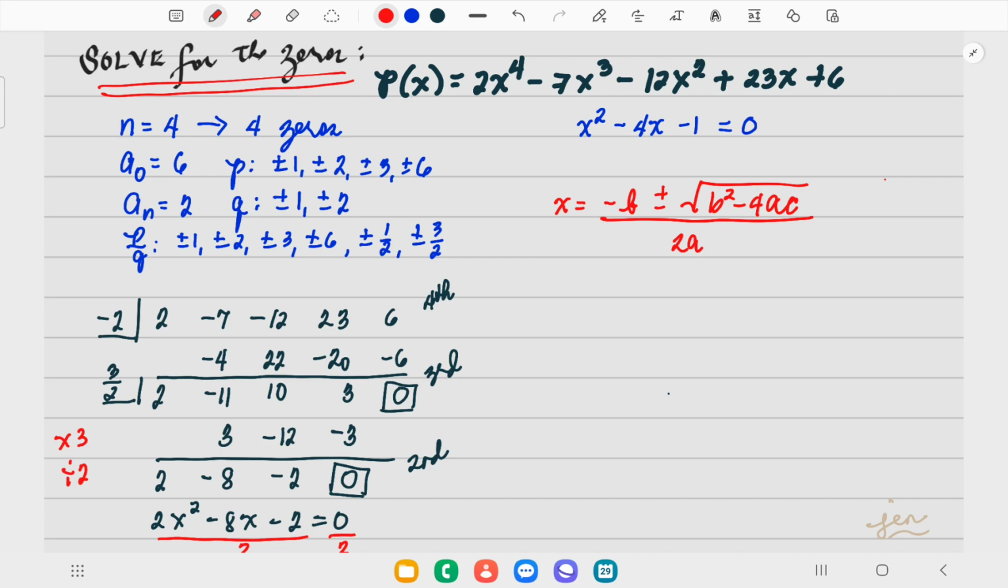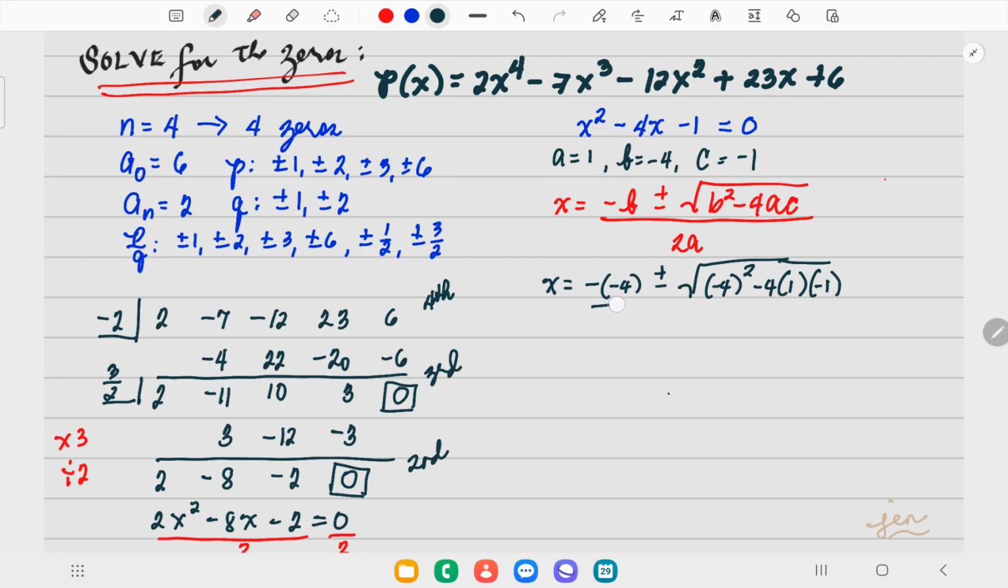So again, we identify what is the value of a, what is the value of b, and what is the value of c. So a is 1, you have b, which is negative 4, and c, which is negative 1. And we do the necessary substitution here. x is equal to the negative of b, which is negative 4, plus or minus the square root of b squared, which is negative 4 raised to 2, minus 4 multiplied by a, which is 1, and by c, which is negative 1, and divide this by 2 times 1.